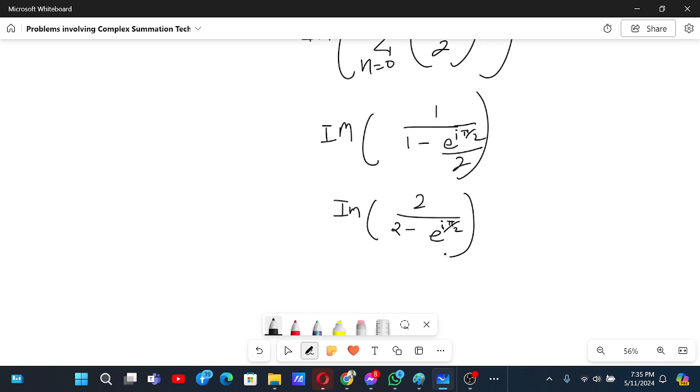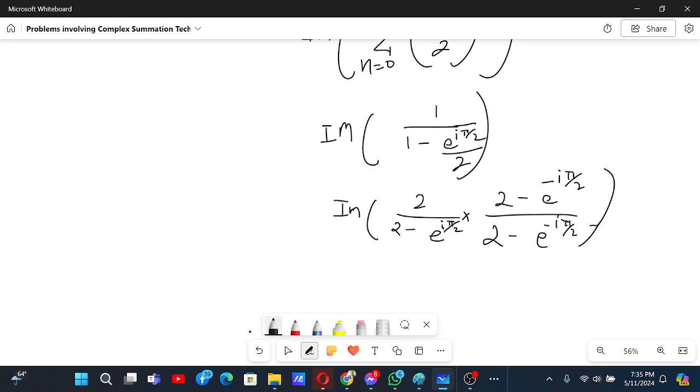Now for that, either you can first of all express this as cos and sine and then rationalize it, or the other technique is to multiply by the same number but with a conjugate over here. Let us see how. Multiply by the same number but with the conjugate. So basically multiply by 2 minus e to the power minus i pi by 2.